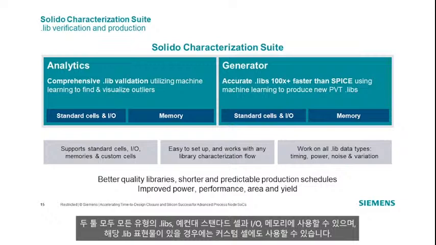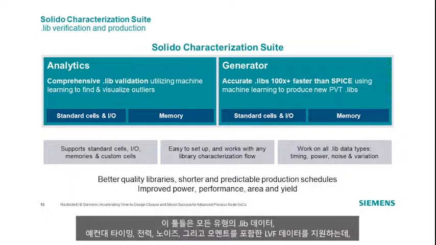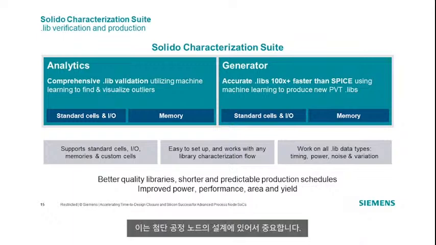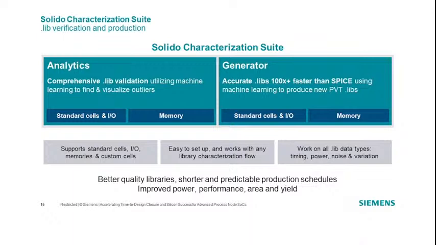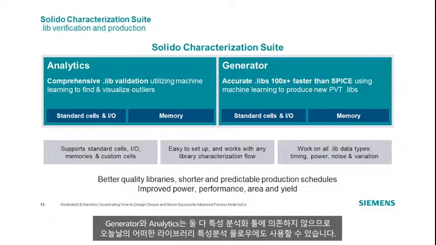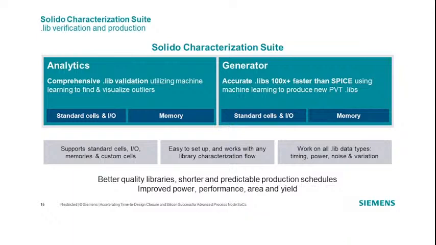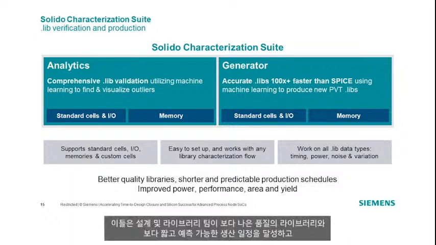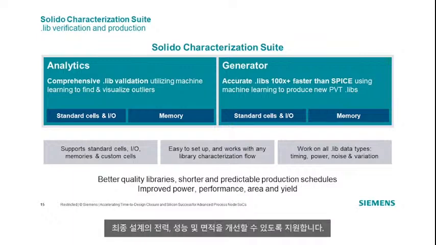Both tools work on all types of .libs, such as standard cells, IOs, memories, even custom cells if we have .lib representation for them. The tools support all types of .lib data, such as timing, power, noise, and LVF data, including moments, which is important for advanced process node designs. Generator and Analytics are both characterizer independent, so they work with any library characterization flow today. They help design and library teams achieve better quality libraries, shorter and more predictable production schedules, and improve power, performance, and area in the final design.